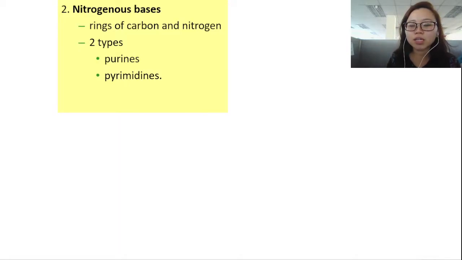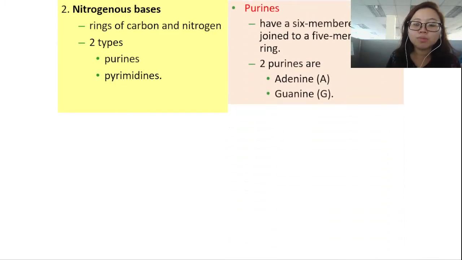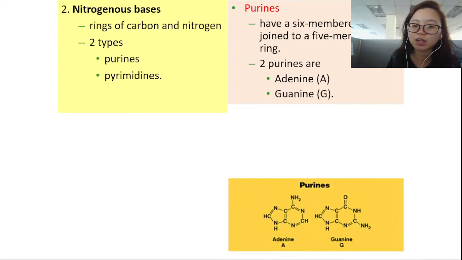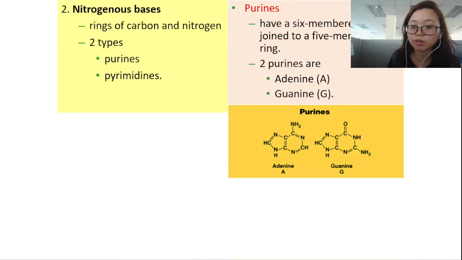Okay, next we'll talk about the nitrogenous base. Nitrogenous base are rings of carbon and nitrogen, and there are two types. The first type is purine, the second type is pyrimidines. Purines have 6-membered ring joined to a 5-membered ring. So the two types of purines are adenine and guanine. This is what they look like. Here you can see 1, 2, 3, 4, 5, 6, 6-member ring. 1, 2, 3, 4, 5, 5-member ring. Same thing here, 6 and 5.